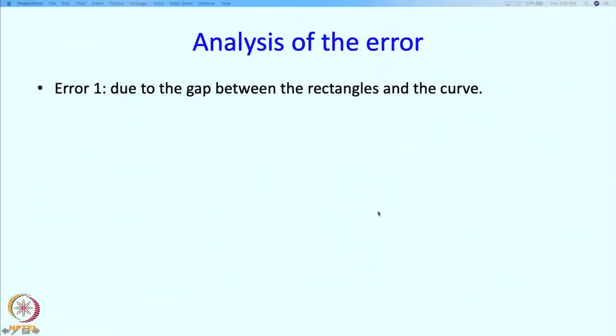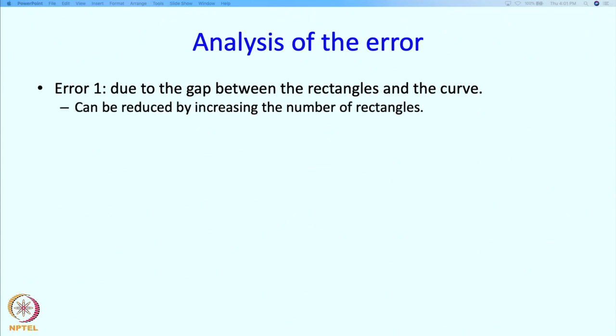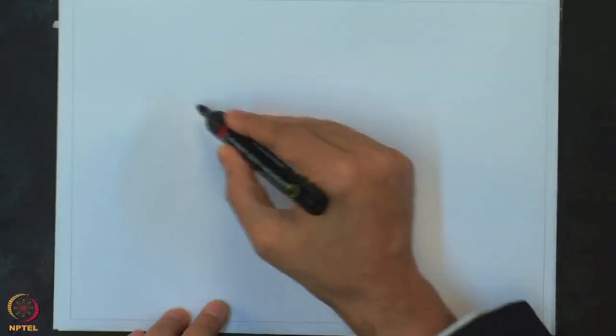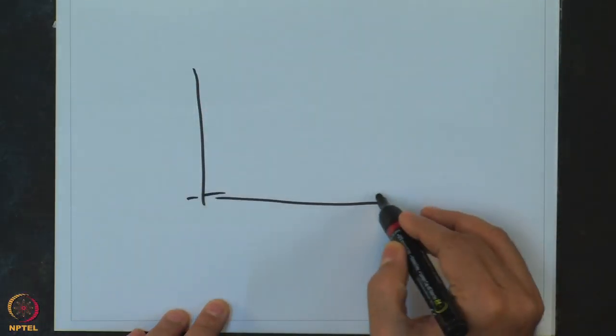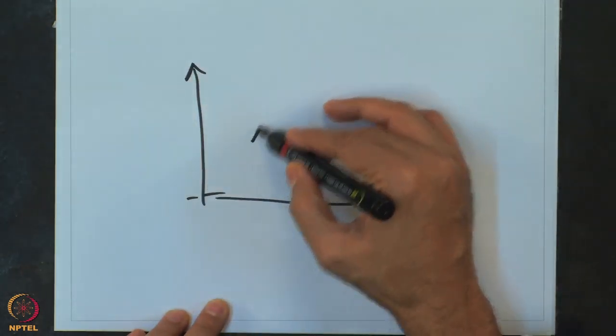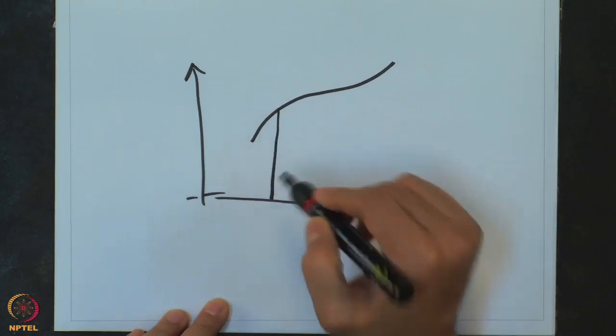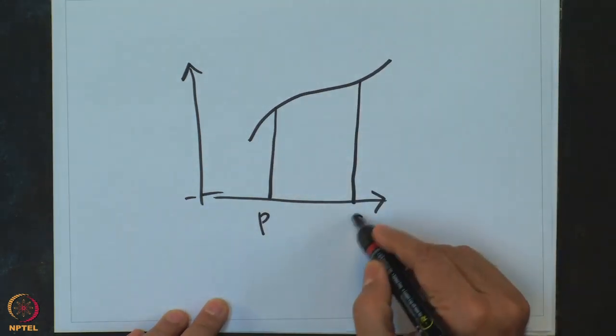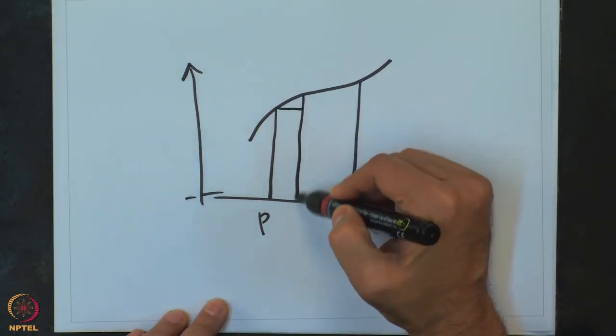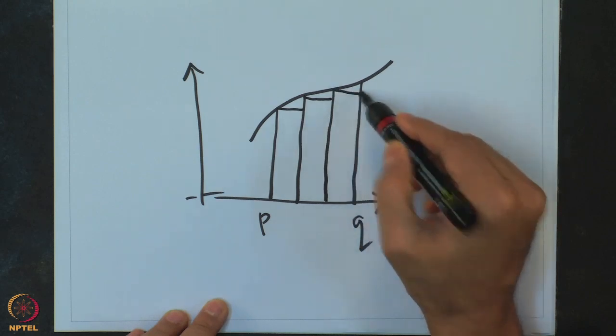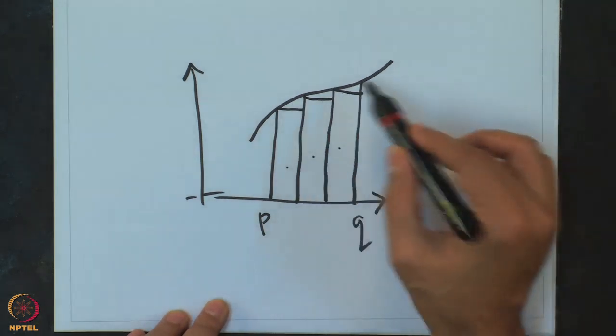And now here is some analysis of the error that we can do. The first error is due to the gap between the width of the rectangles and the curve. We said that we can reduce the gap by increasing the number of rectangles. So maybe I should draw a picture just to see why that might happen. Let us say this is our x-axis, this is our y-axis, and say this is our function that we want to integrate between this p and this q. And what we did was we put in these rectangles. The area of these rectangles was approximating the actual area.